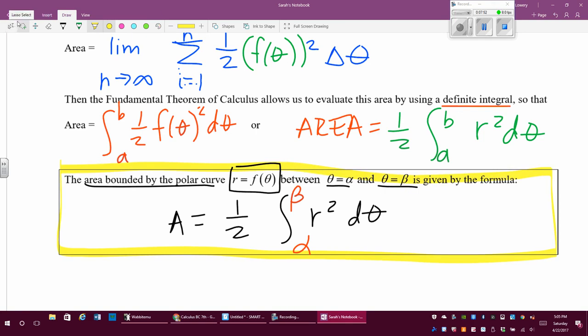In calculus, the most important thing that you will learn to do and be able to be asked to do on the AP exam is to find the area under polar curves. You're going to have to make sketches and find the area. So let's walk through a couple of examples.